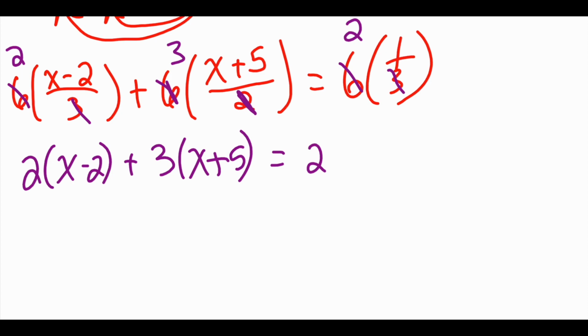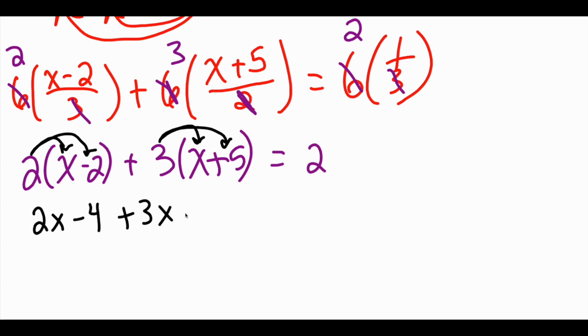All right, now, distributive property. I'm going to take this 2 and multiply it through. So 2 times x is 2x. 2 times a negative 2 is a negative 4. Over here, 3 times x is a plus 3x. And 3 times 5 is a plus 15.